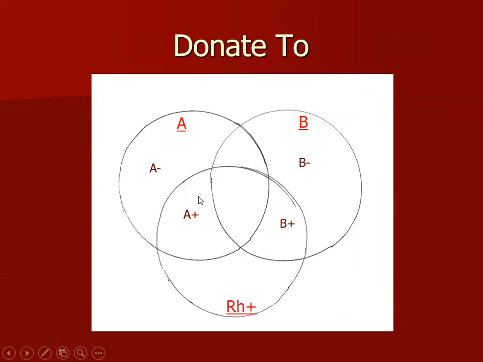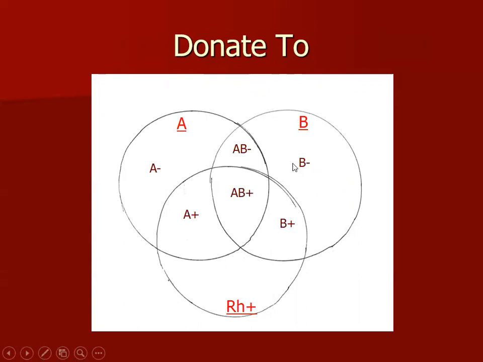What we have going on here is type A blood: A negative can give to A positive. Negative Rh factors can give to other Rh negative factors and positive factors. So A negative can receive A negative, and A negative can give to A negative and it can give to A positive. Same thing occurs here with B. B negative can receive B negative, but it can give to B negative and it can give to B positive.